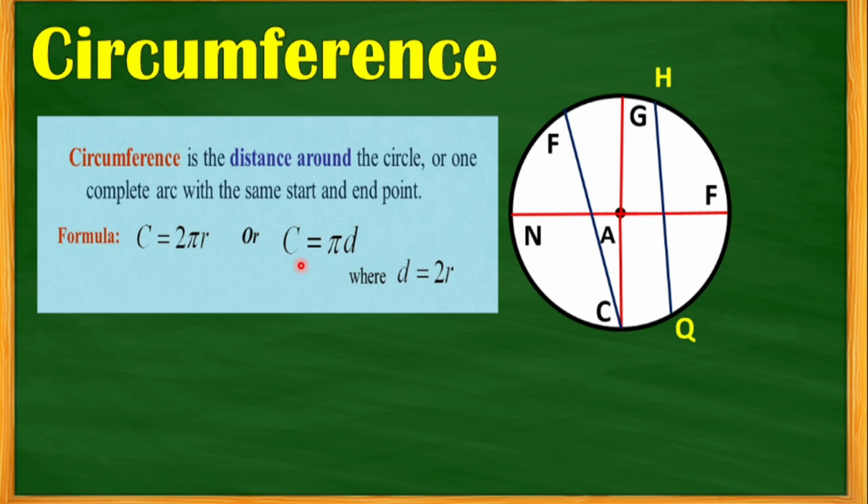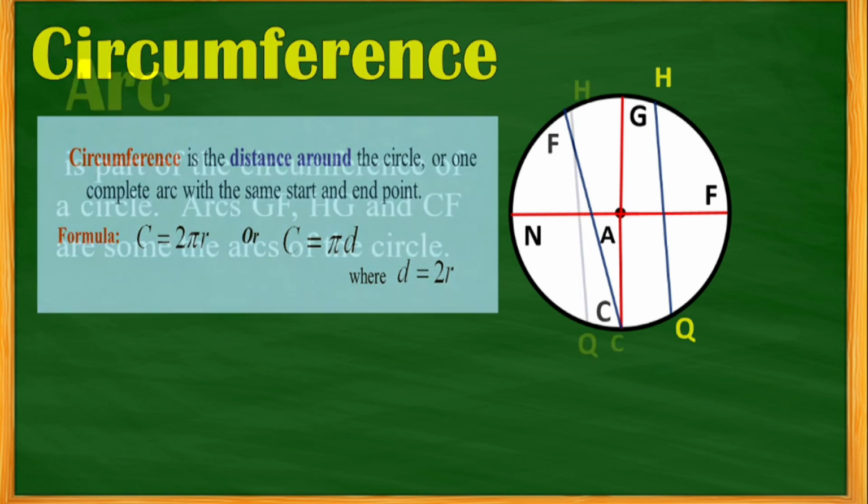Or we can solve this by C is equal to pi d. Pi multiplied by d. D is the diameter, where d is equal to 2r. Again, because the diameter is twice the radius. The radius is half of the diameter. So this would be the formula in finding the circumference of the circle.